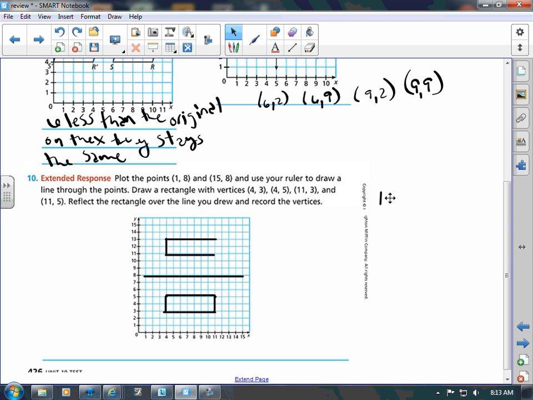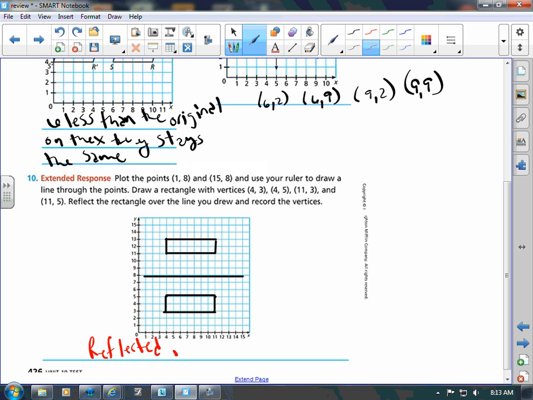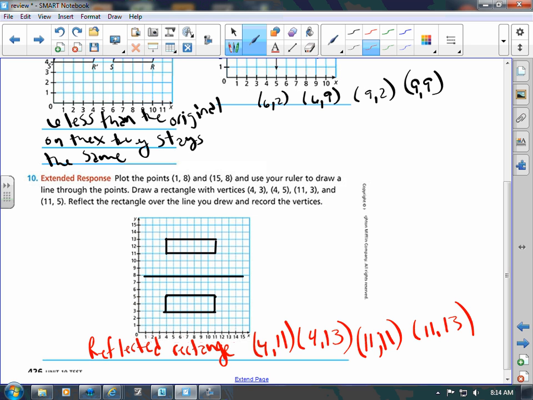I'm just putting those pieces together, and then I'm going to describe my new coordinates. So my new coordinates are going to be, I reflected the rectangle, and my coordinates are 4, 11, 4, 13, 11, 11, and 11, 13. So just think about reflections, transformations, slides, and all of those things.